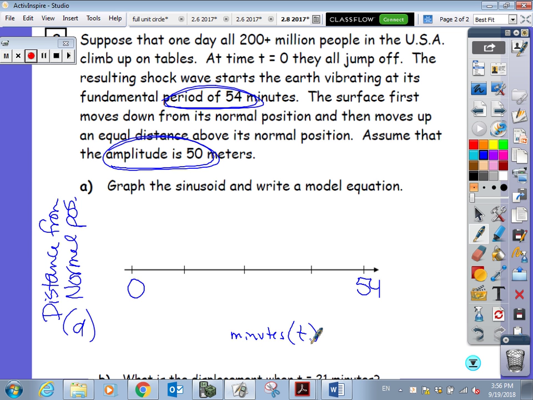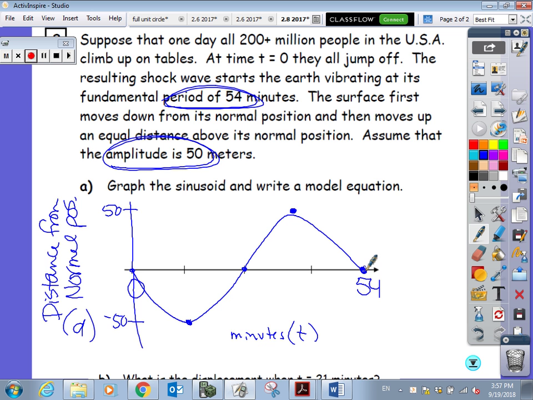All right, so the surface first moves down from normal position. So it starts right here. It first moves down from normal position. It tells us the amplitude is 50, so that means it moves down 50. And then it starts a shock wave, so then it's going to go back to normal. Then if the amplitude is 50, it's going to go back up to 50 and then back down to normal at 54. So there is our graph, which looks very similar to a sine graph. And since it goes down first, that would be a negative sine graph.